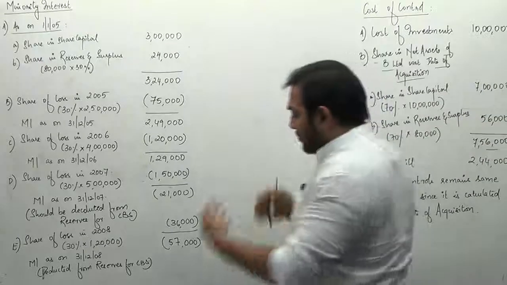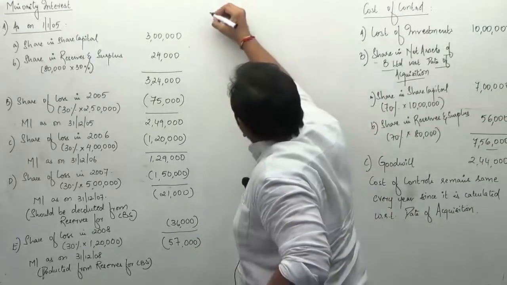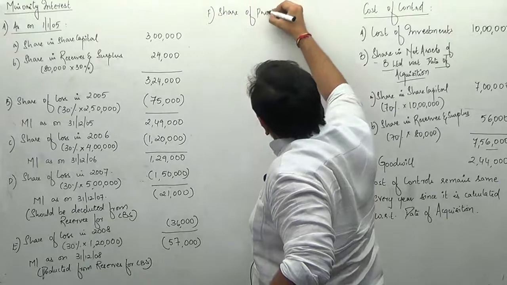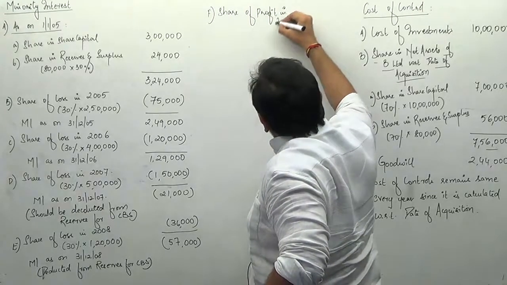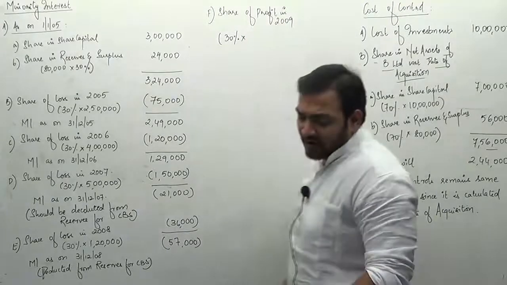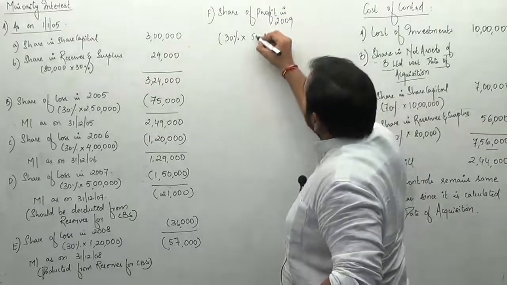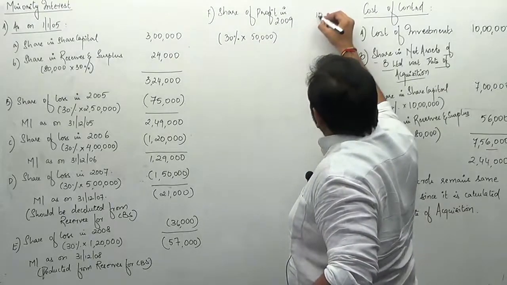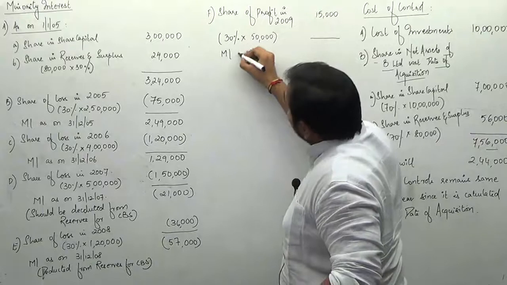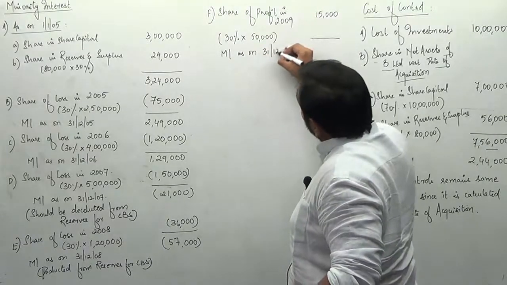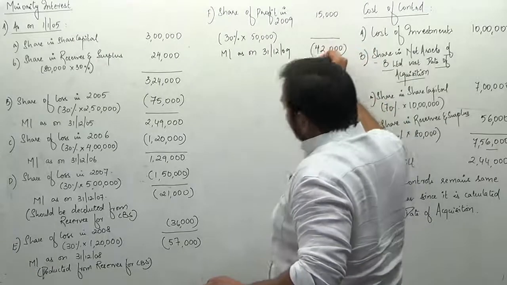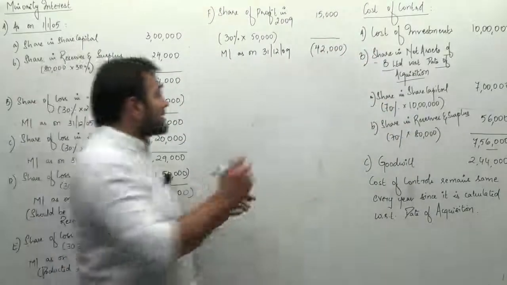Thereafter, he experienced a turnaround. So from here, you will start getting profits now. Share of profit in 2009, 30% of the profit. 2009 profit he registered is 50,000. That'll give you 15,000 rupees of profit. Put it as a positive figure. Now at the end of the year, minority interest as on 31st December 2009 is still negative. It is still 42,000 negative. If it is still negative, again I have to deduct it from reserves for CBS itself.